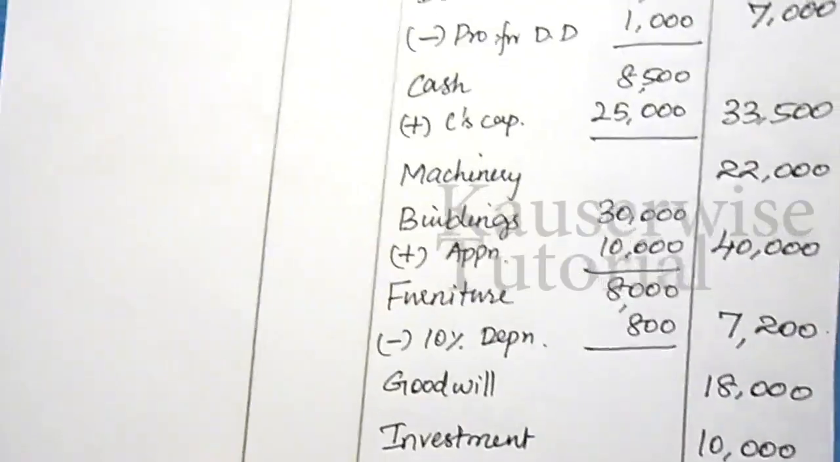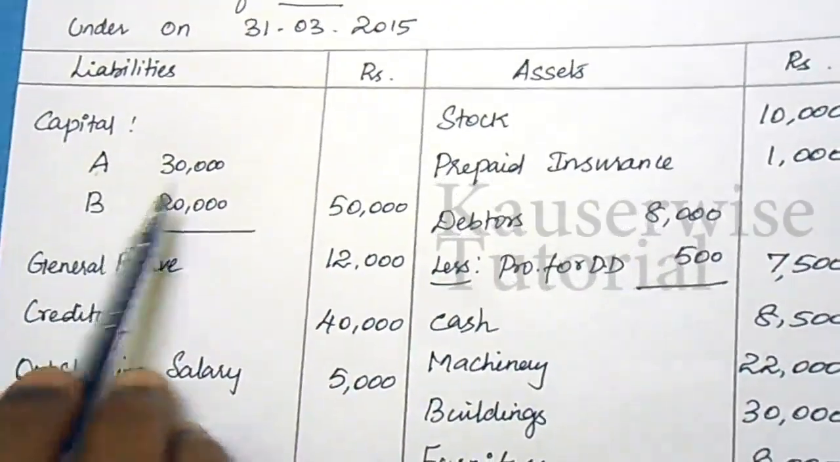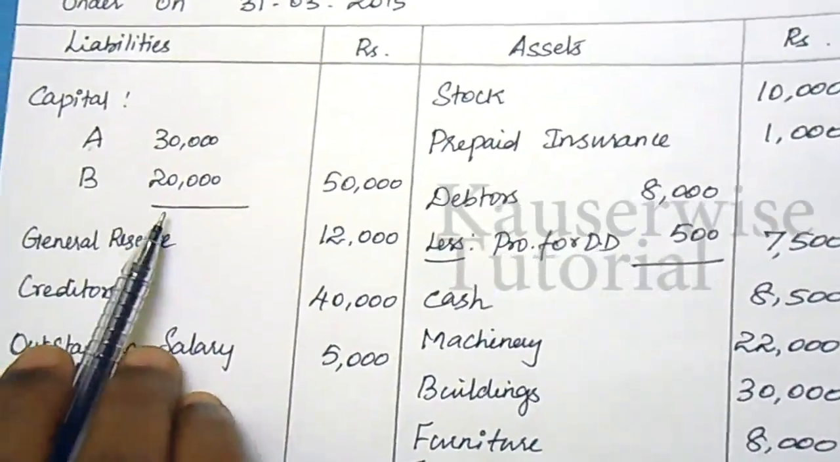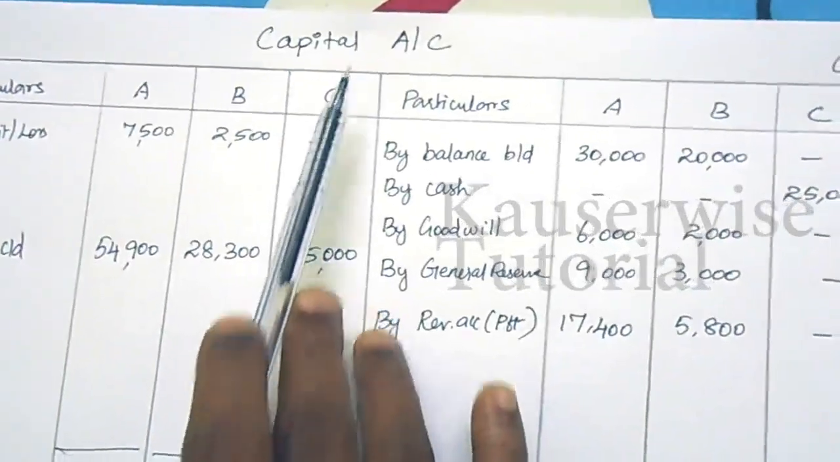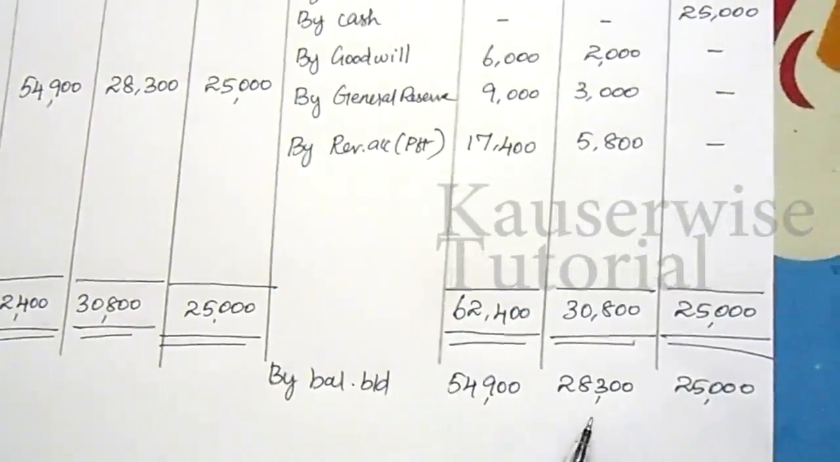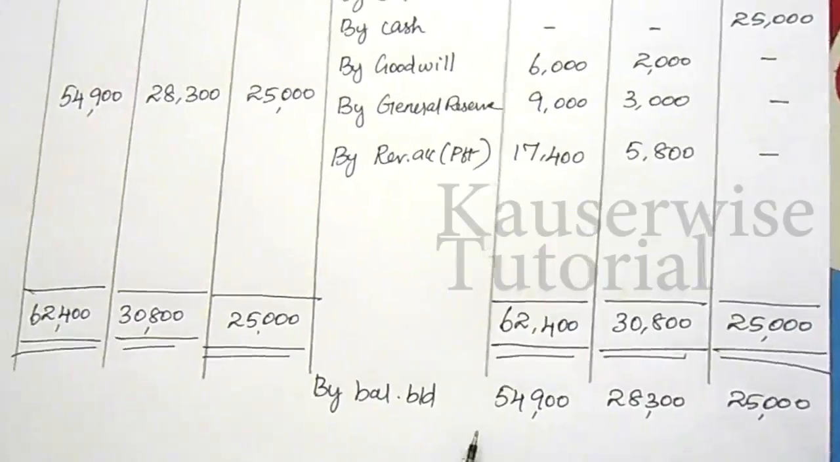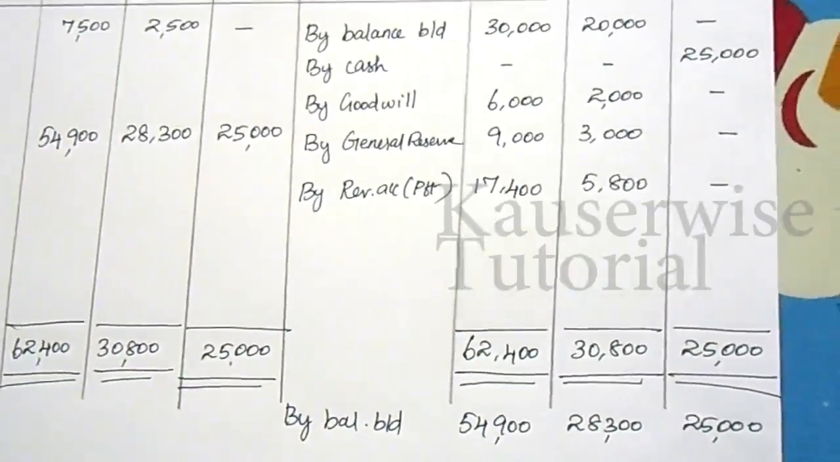Now look at the liability side. The first item is capital. A's capital and B's capital are there, but this is the opening capital. You have to take the balance from the capital account. Look at the capital account. Closing capital, how much? For A 54,900, for B 28,300, for C 25,000. So you have to record the closing capital under the liability side of the new balance sheet.